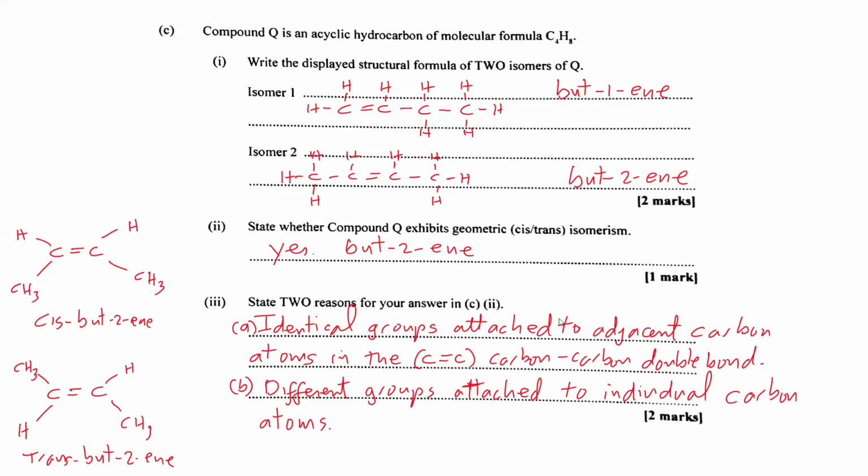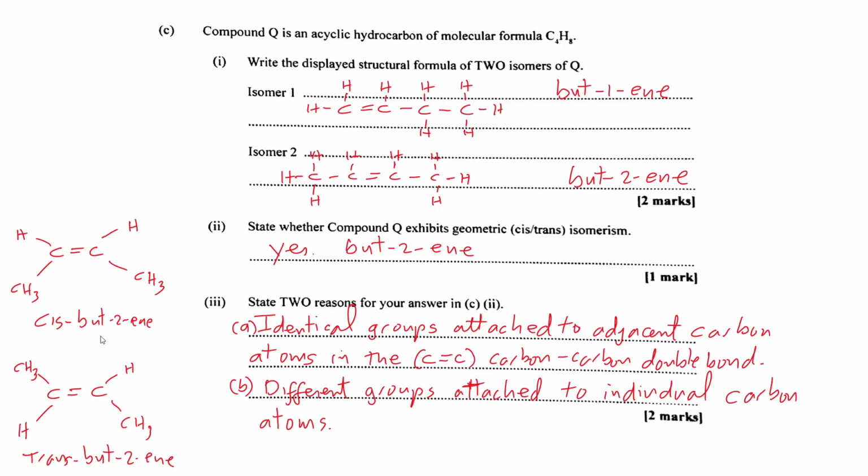So the reason why it exhibits geometric isomerism, we have two reasons. The first one is because we have identical groups attached to adjacent carbon atoms in the carbon-carbon double bond. Secondly, we must have different groups attached to individual carbon atoms. So this carbon will have a H here and a CH3 here. Once we have that, then we know that it will exhibit geometric isomerism. If we had two H's on this carbon, then it would not exist as geometric isomerism.